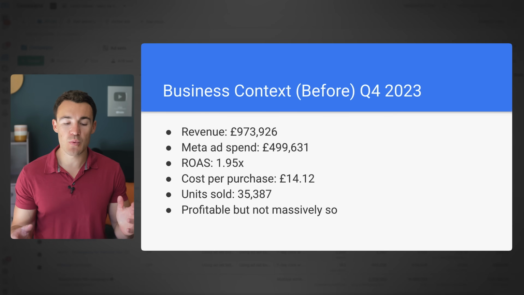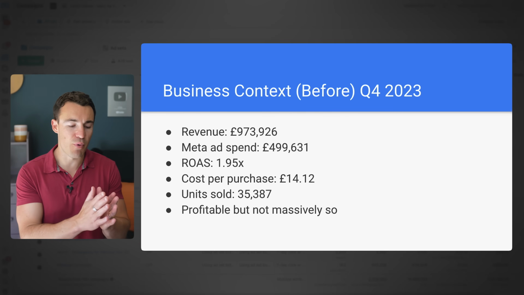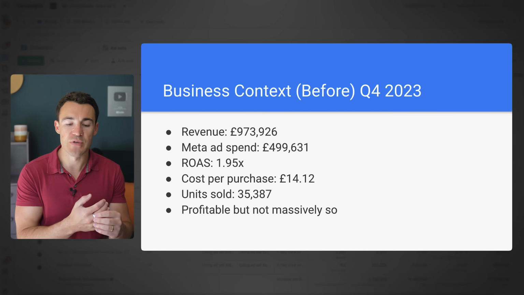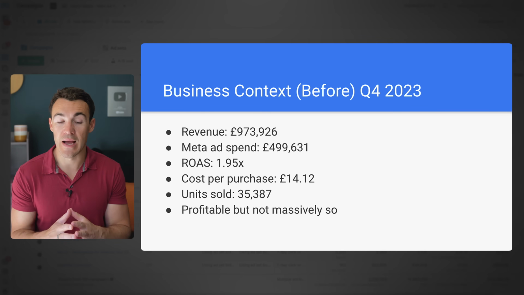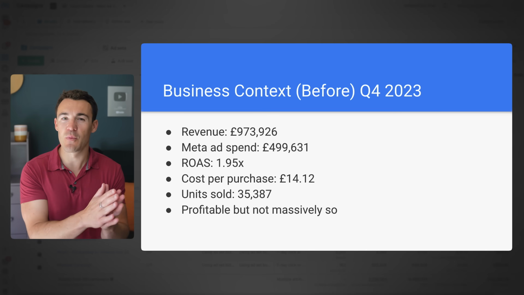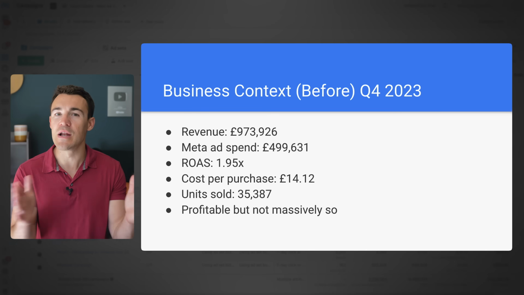So this is one of those scenarios where, because they're high margin, I think break even for this business was about a 1.4, 1.5x ROAS. So 1.95 is profitable. And so you can't say that Q4 2023 was a failure, but it wasn't massively so. It wasn't really, really exciting.